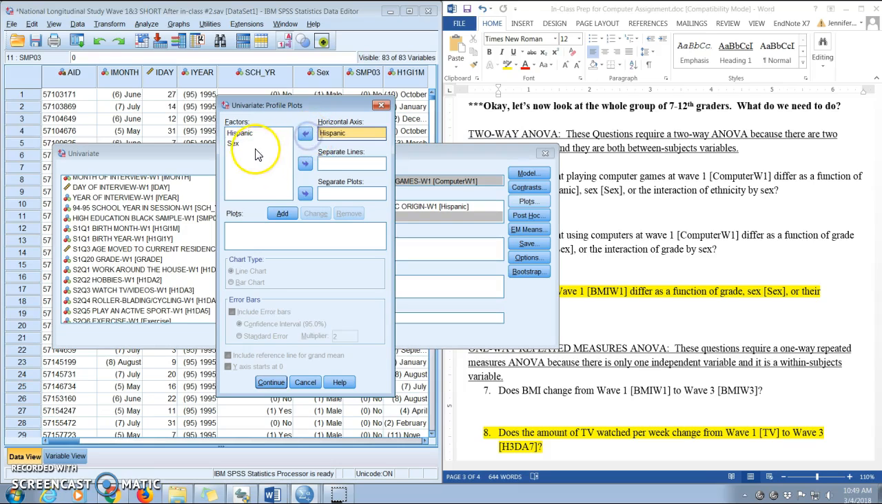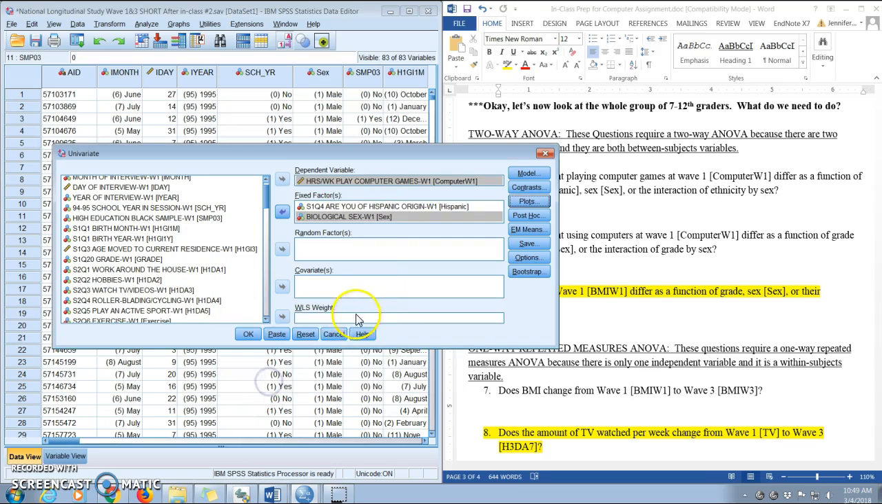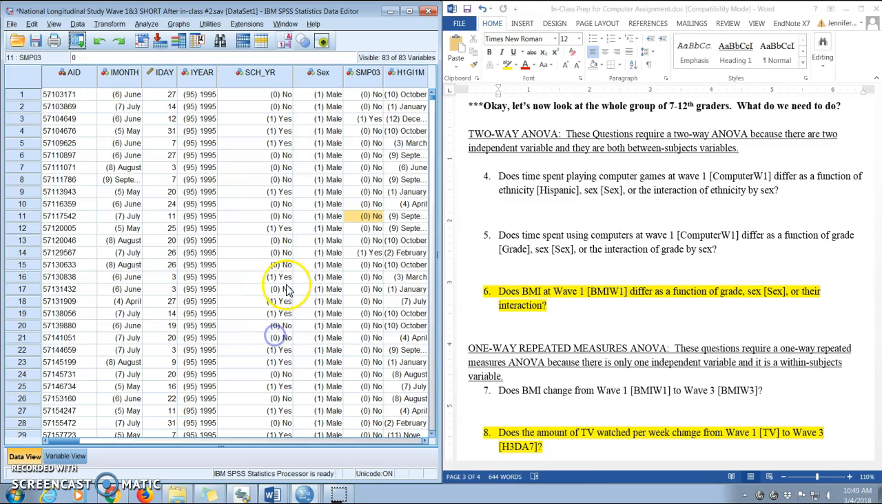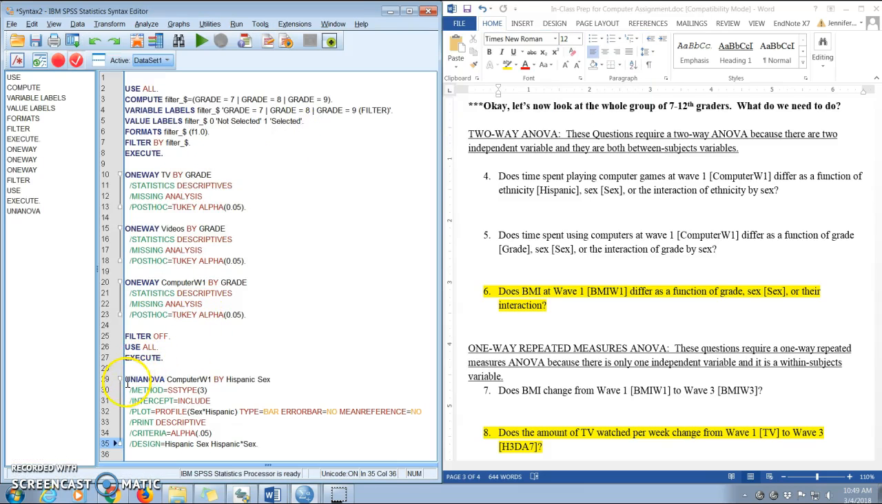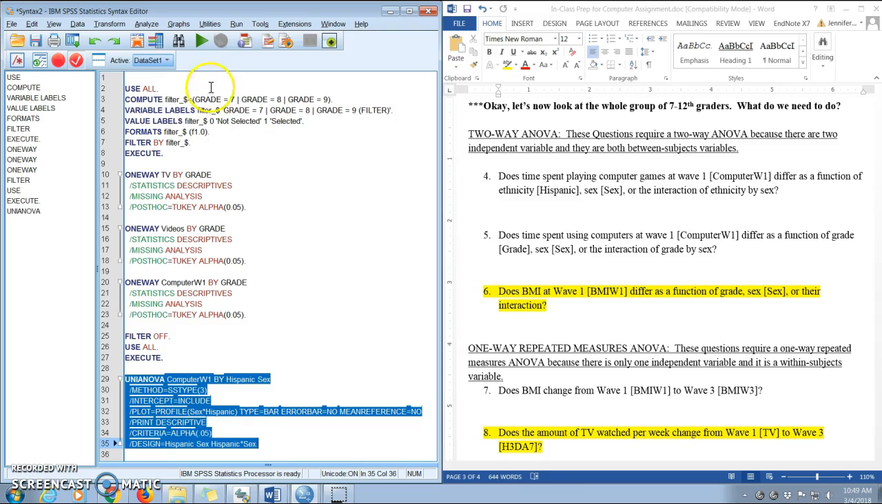I think I'll put Hispanic on the horizontal axis and then have separate lines. Actually, let me take that back. Let me do it the other way around. I'll put Hispanic as separate lines, and I'll put sex on the horizontal axis. I'm going to add it, and then because these are not continuous variables, I'm going to ask for a bar chart. So I'll hit Continue here, and then I'm going to hit Paste. Now I'll go to my syntax window. I'll highlight that syntax and hit Run.